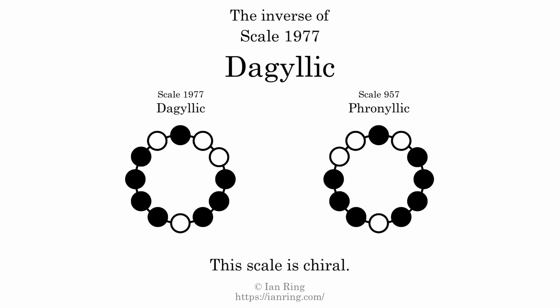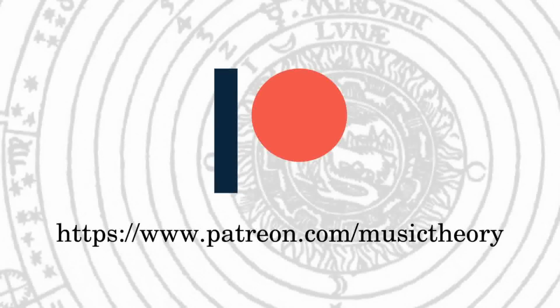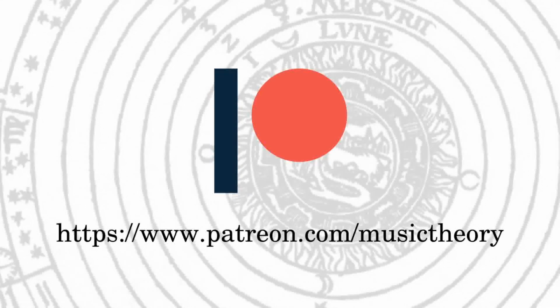The inverse of a scale is a mirror image. It is what you get when the sequence of intervals is reversed. The inverse of this scale is scale 957, also known as Dagyllic. This scale is chiral. It cannot transform into its inverse by rotational transformation. This scale has no rotational symmetry. For even more detail about this scale, visit ianring.com/musictheory/scales/1977.